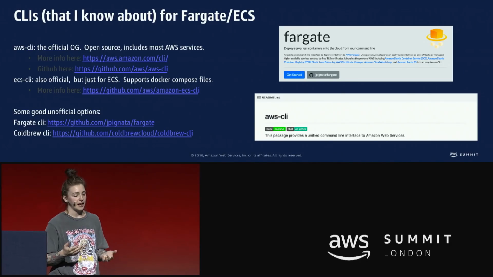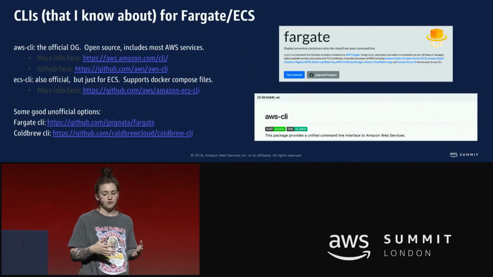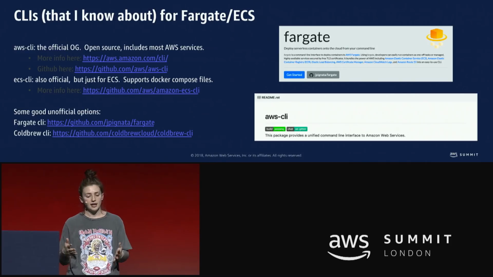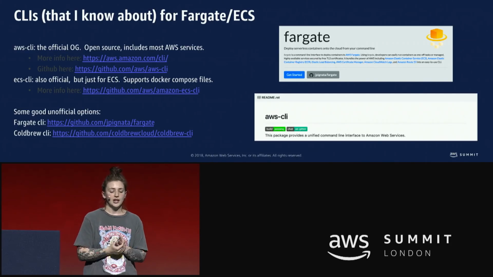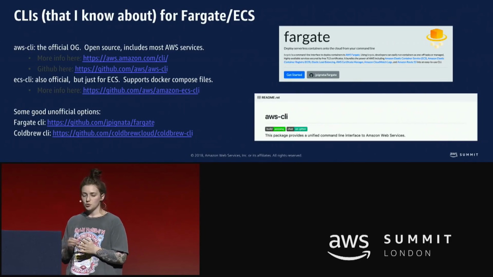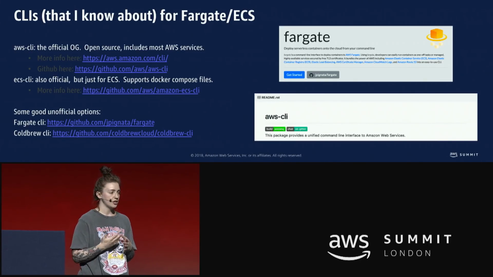So most people use a CLI. Here are the CLIs that I know of for both Fargate and ECS, a lot of them are shared. The first one is the original, the AWS CLI, the official one. It's open source and includes most AWS services. This is what I've used in the past because it meant that I could use a single CLI for every service that I was running.